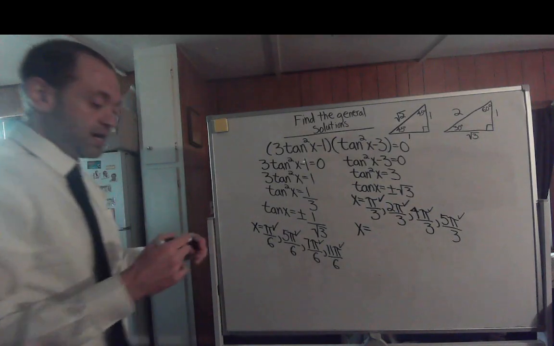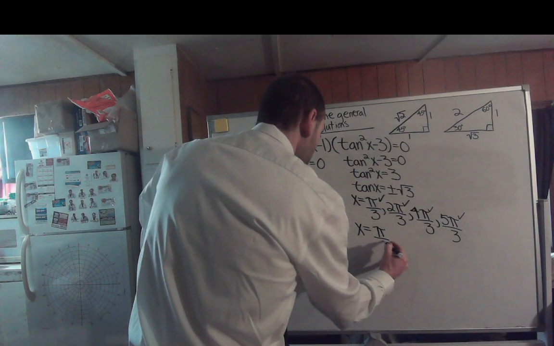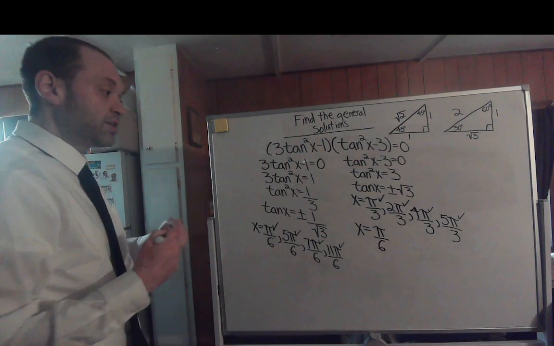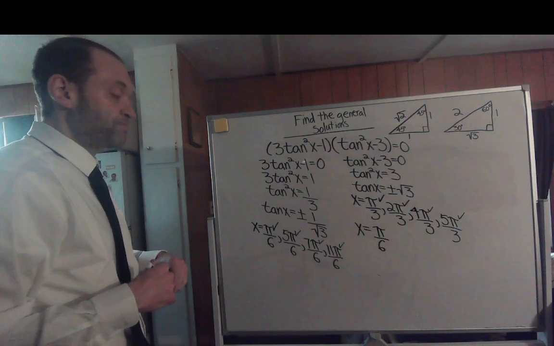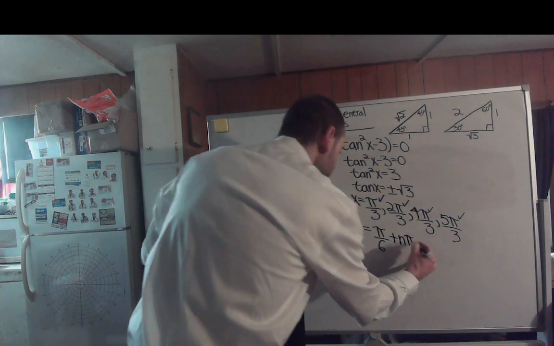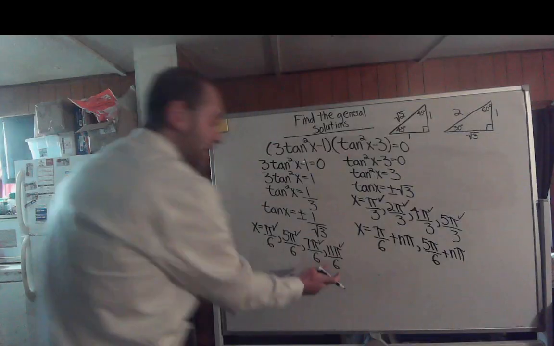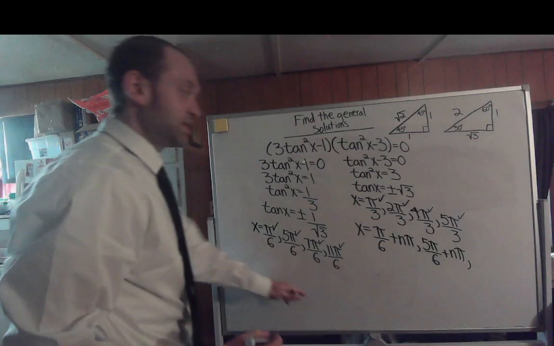Let's start with our pi over 6. So pi over 6, and then the period of the tangent function is pi. So if we write pi over 6 plus n pi, well, that would account for 7 pi over 6 also. And then if we write 5 pi over 6 plus n pi, that's also going to account for 11 pi over 6. So we've accounted for the pi over 6's.